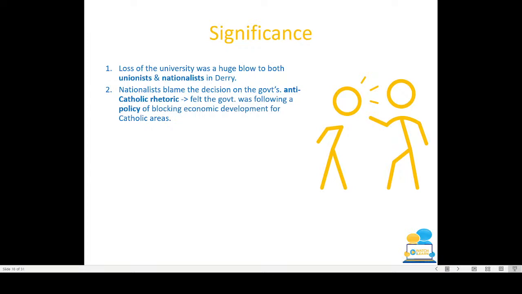So Nationalists blamed the decision on the government's anti-Catholic rhetoric, and they felt that the government was following a policy of blocking economic development for Catholic areas. That's really important because that's going to lead to an increase in tensions, an increase in anti-government sentiment in Catholic, nationalist areas, and it really just added to the division and the isolation of the nationalist community in Northern Ireland, which would obviously play a huge role when we look at the significance of the Troubles or even the outbreak of the Troubles, where this community feels so isolated, feels so alone that they have to fight for themselves, essentially.